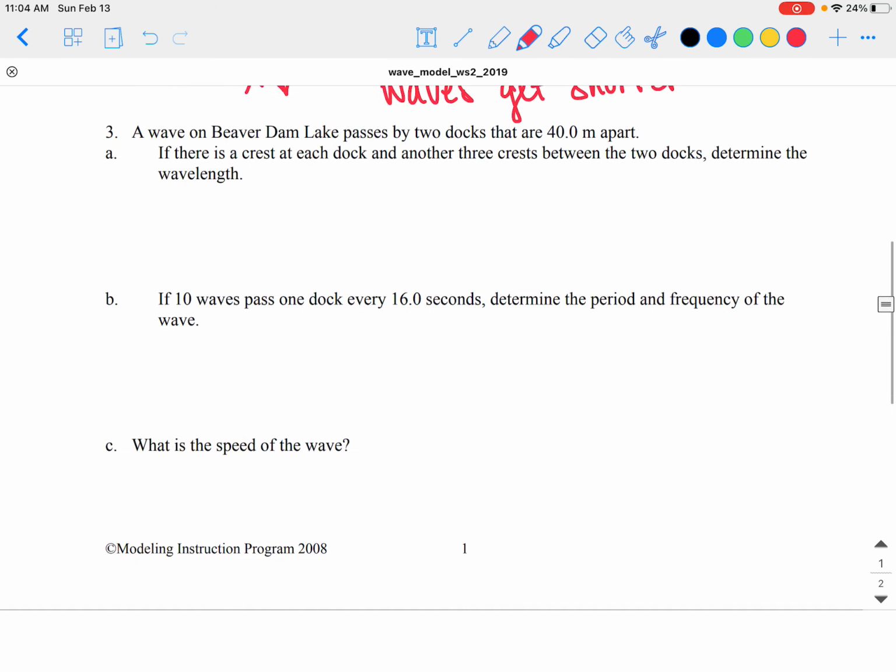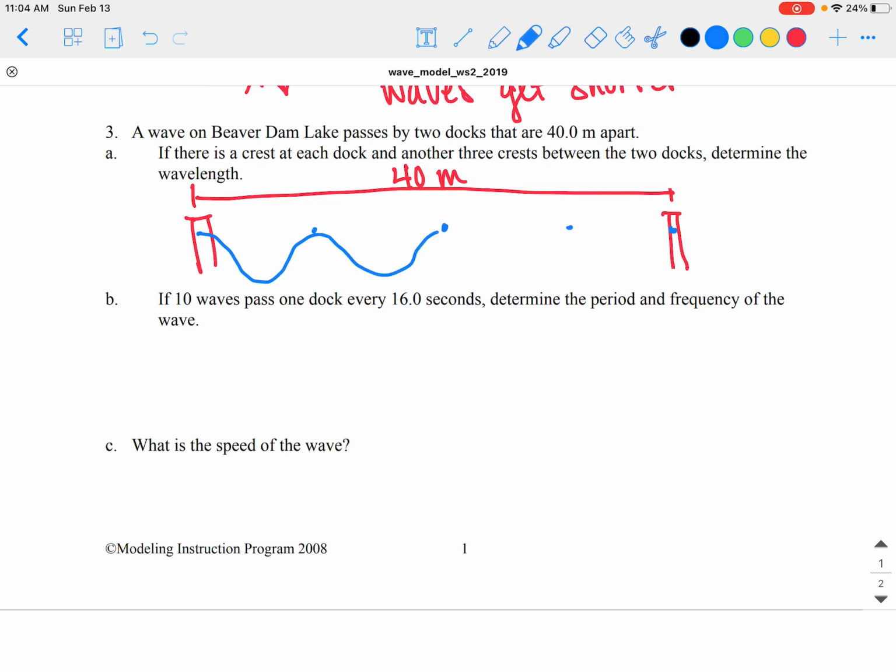A wave on Beaver Dam passes two docks that are 40 meters apart. I'm going to draw two docks. I know the distance between these two is 40 meters. There's a crest at each dock and another 3 crests between the two docks. So I'm going to have a crest here and here, and 3 more crests in between. I'm going to draw a visual of my wave.